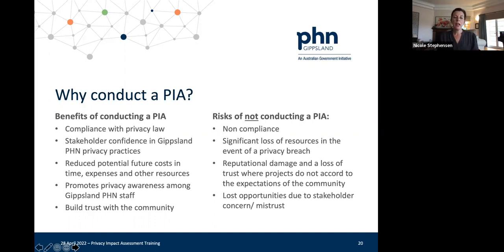And finally, coming back to that concept of trust, it does build trust with the community. So if you do a privacy impact assessment or go through that process, and perhaps you decide to publish your executive summaries of those privacy impact assessments, say, hey, we've done 5, 10, or 12 privacy impact assessments.